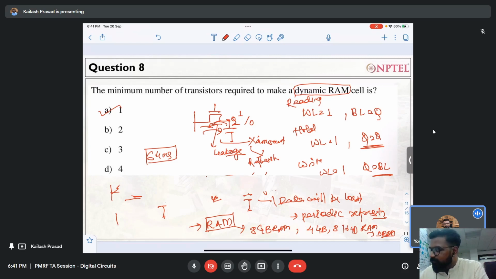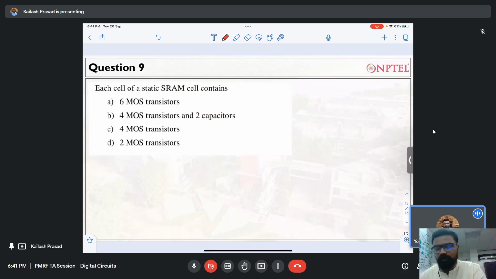Okay, moving to the next part, and again for Vivek, I will repeat. In this question, what we asked was how many transistors we have in a dynamic random access memory. The answer is one. We have only one transistor, and this is how the DRAM looks like. There is one transistor and one capacitor. So if somebody asks how many components are there, there are two components, one transistor and one capacitor.